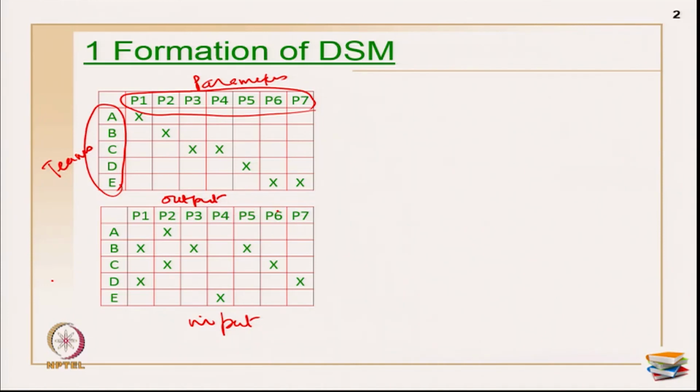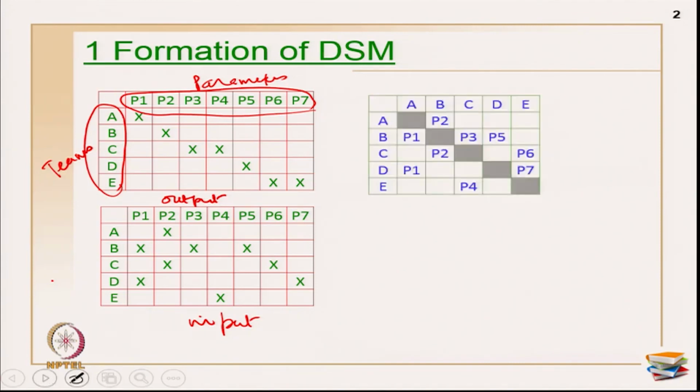Same way for the input, I need P2 for completing my team A activities, I need P1 and P3 for completing my team B activity, and P5 also. I need P2 and P6 for completing my team C. I need P1 and P7 for completing my team D and so on. So, this is how you read the input parameters.